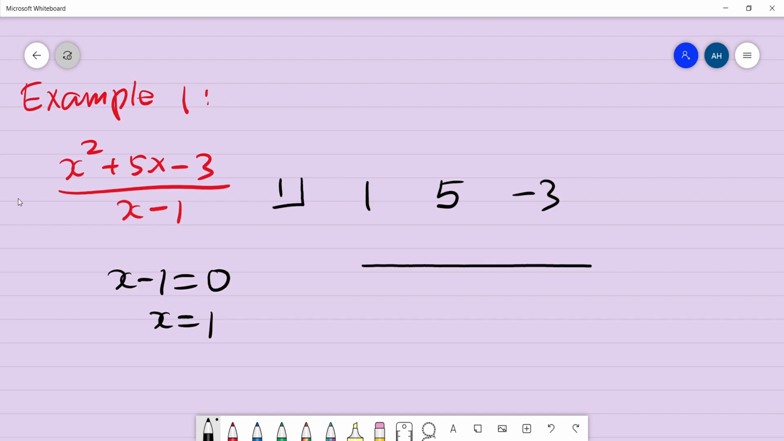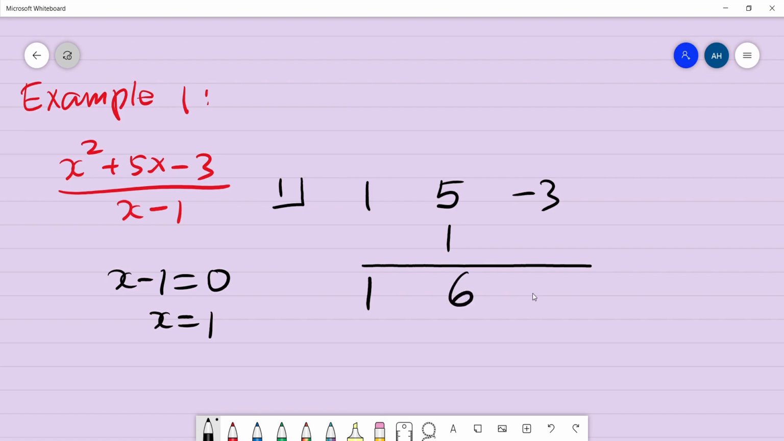Now the first number here, that is 1, we copy it and write it down below the line, and then we multiply this number 1 by this number 1. So 1 times 1 is 1, and we write it below 5, that is over here. 5 and 1, we have to add them up together. So 5 plus 1 is equal to 6.